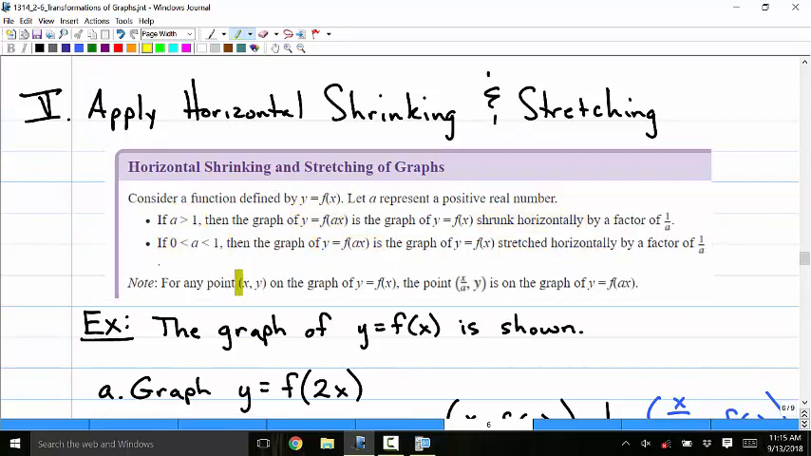Here's what I find important from this box. If x, y is on that graph, the parent graph, then the point x over a, comma y is on the new graph. That's important. Last time we multiplied the y value by a. This time we're going to divide the x value by a. You want me to say that again? We're going to divide the x value of the parent function by a.